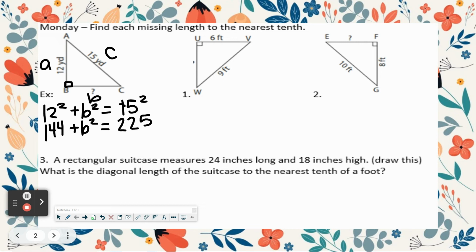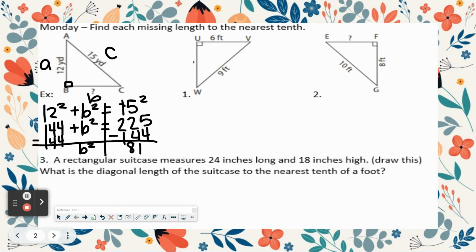So you'll have to get rid of the items that are with B. So when I look, the things that are with B are 144. So I'll go minus 144, and whatever you do to one side, you do to the other. I'm left with B squared on the left, and on the right, 225 minus 144 is 81.